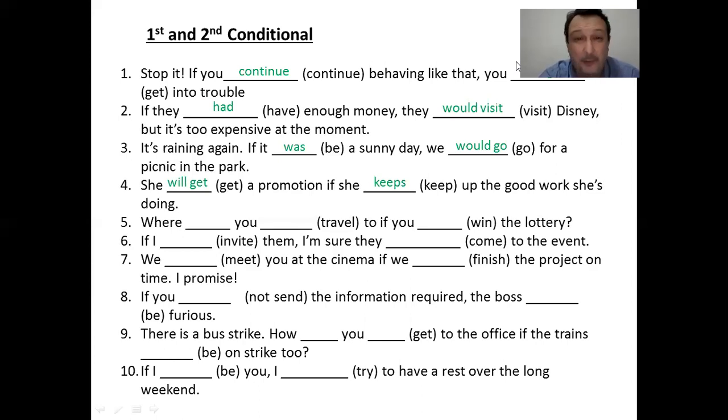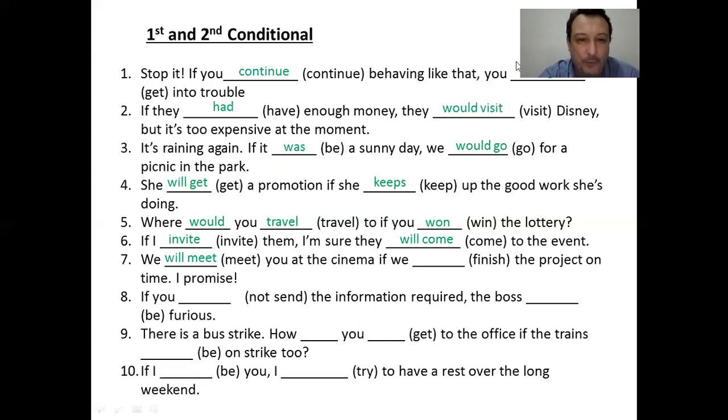The next one, again, it's about winning the lottery. So the chances are very low. In this case, it's a question. So we need to say, where would you travel if you won the lottery? Okay. Number 6, I think could be both. I put this in the first conditional because if I invite them, I'm sure they will come to the event. It could be second conditional too, though. Maybe I'm not planning on inviting them.